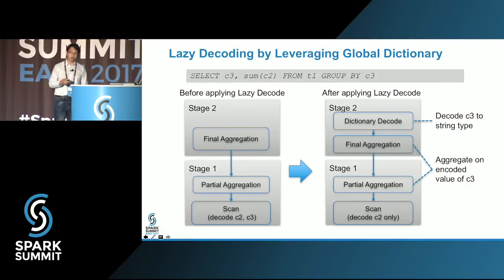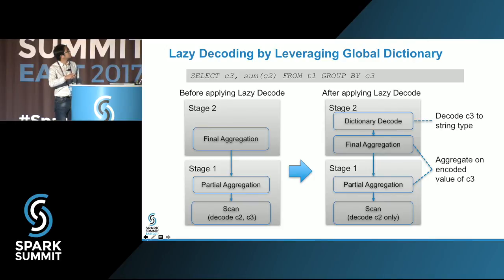The next technique is what we call lazy decoding. By doing this, we can reduce the amount of data in shuffling and accelerate the aggregation. Take, for example, this query: do a group by on C3 and do a sum on C2.